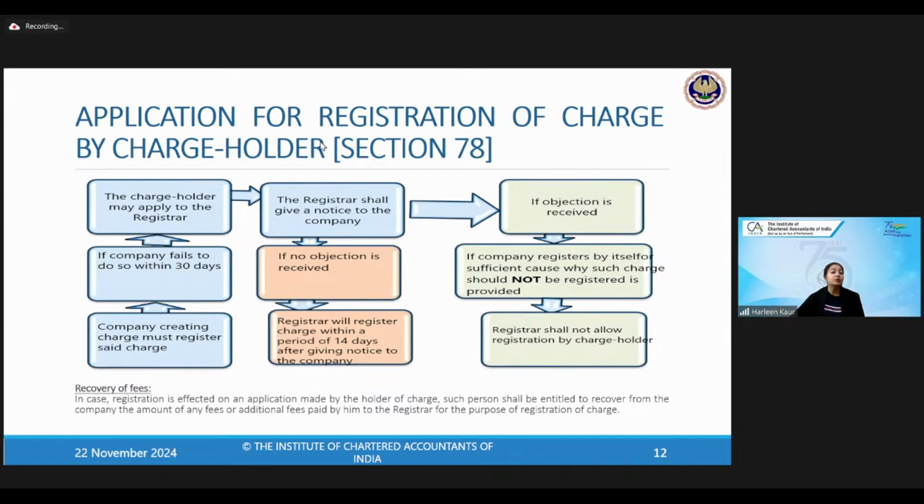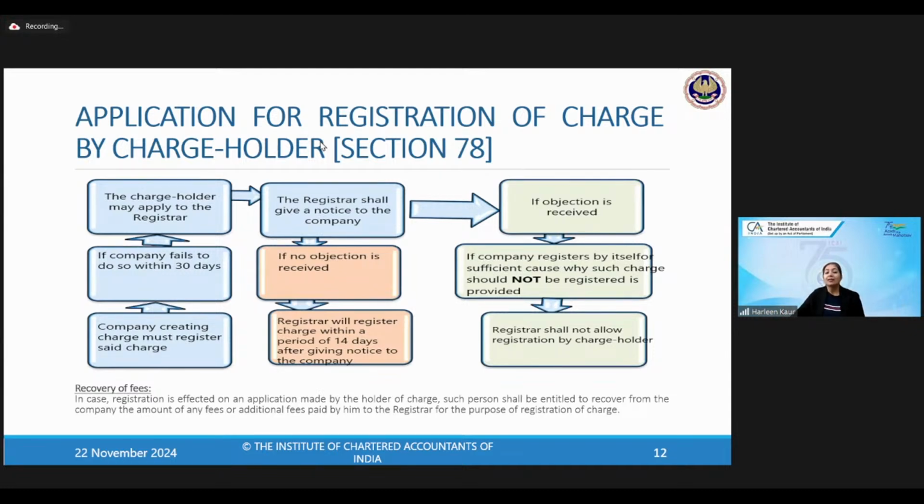So the examiner can give you such kind of questions. There was a company PQR Limited. Dates will be given, 1st July, the charge was created. Failed to get the charge registered by 31st July. What can happen? Section 78 applies. Charge holder will go and get the charge registered. Hold the story on the flowchart. You will have to write it down in points and explain it.